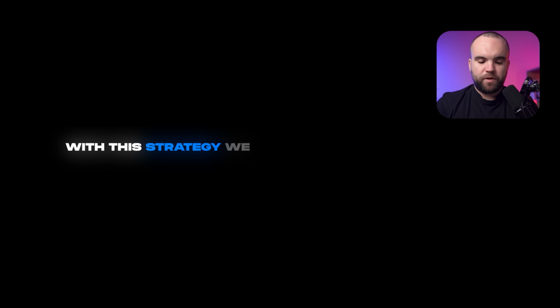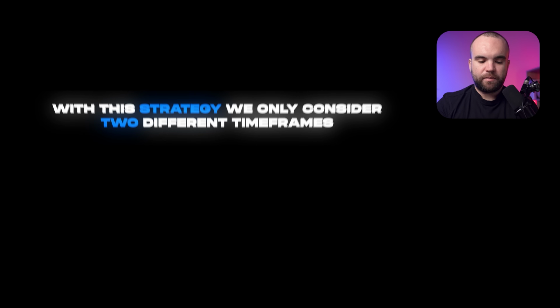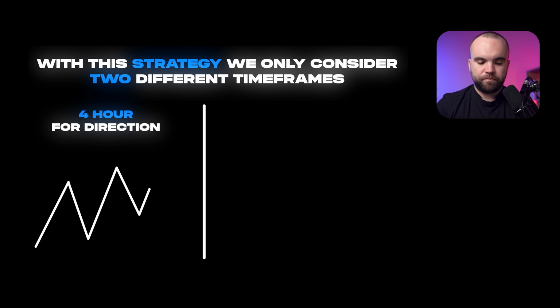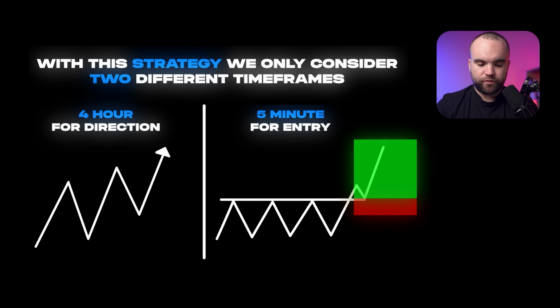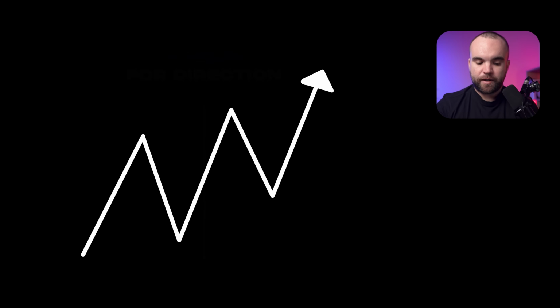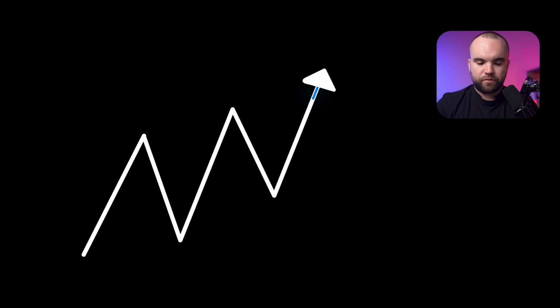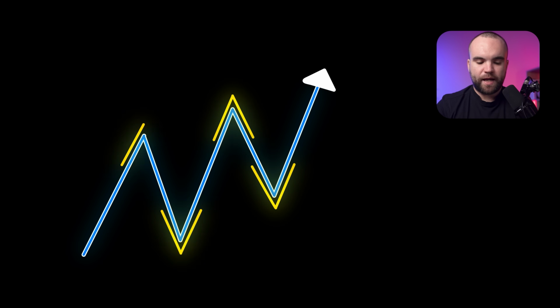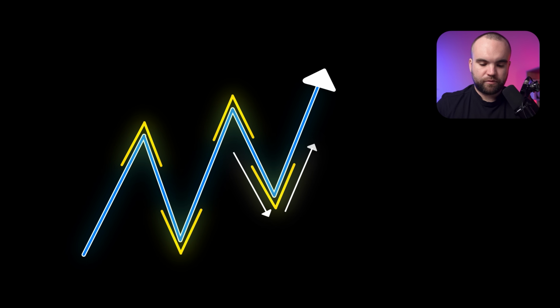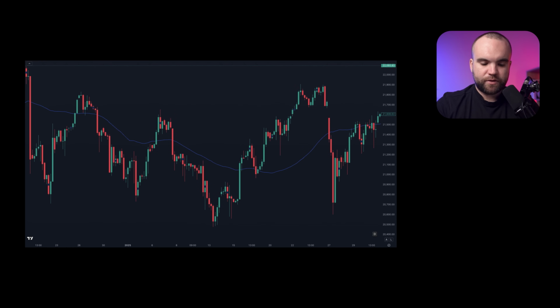With this strategy, we only consider 2 different time frames, the 4-hour for direction and the 5-minute for entry. So let's begin with the 4-hour time frame. On the 4-hour, as I go from right to left on the chart, I'm specifically looking for what I call a V-shaped reaction. I want to find an area where price pushed aggressively into and then pushed aggressively out of, creating a V shape.